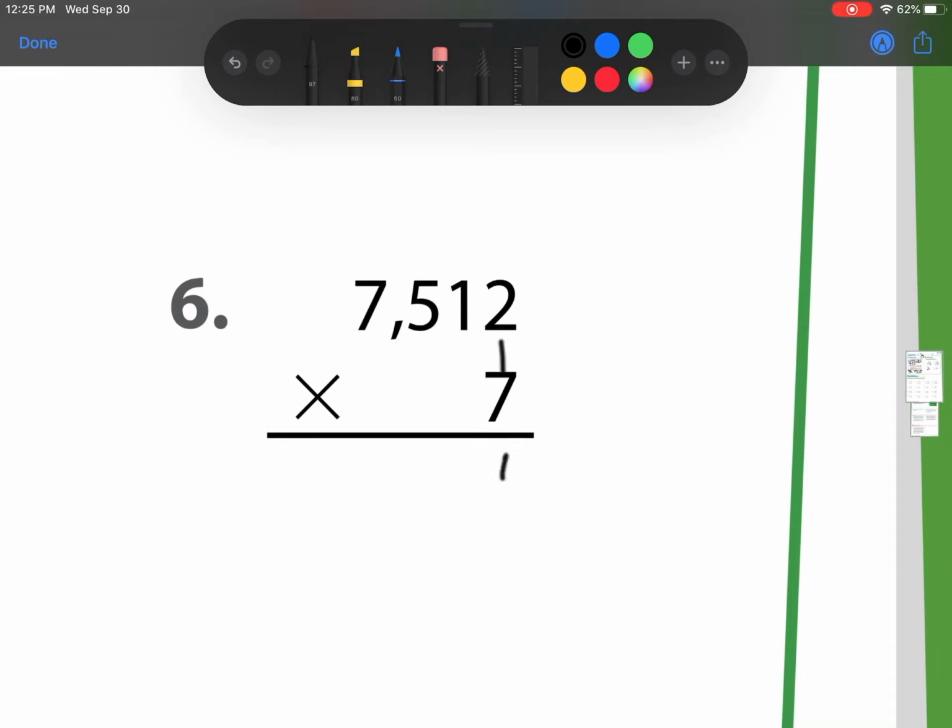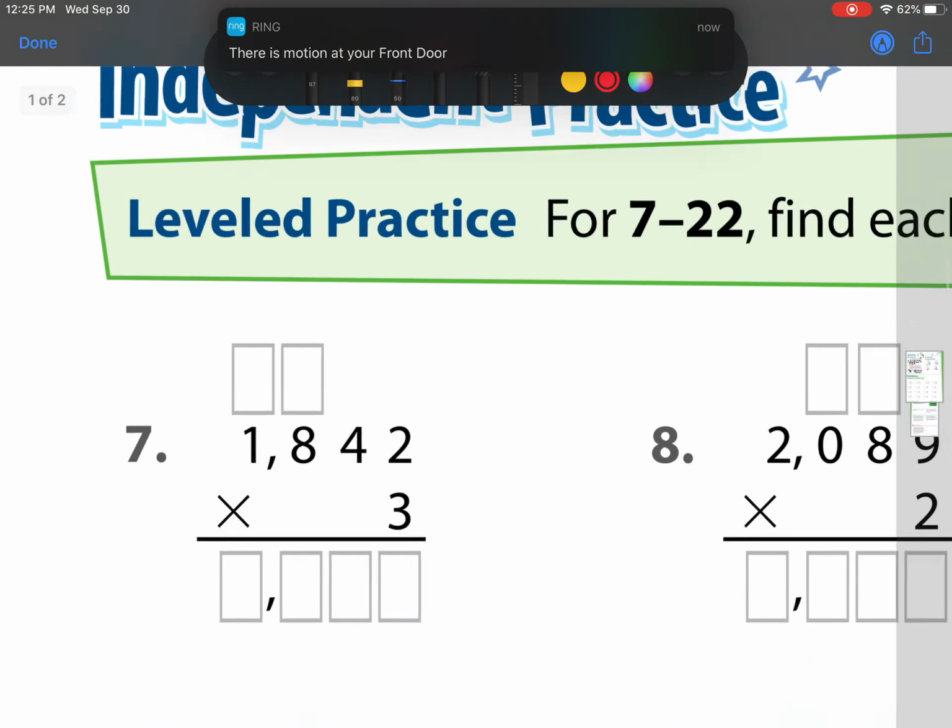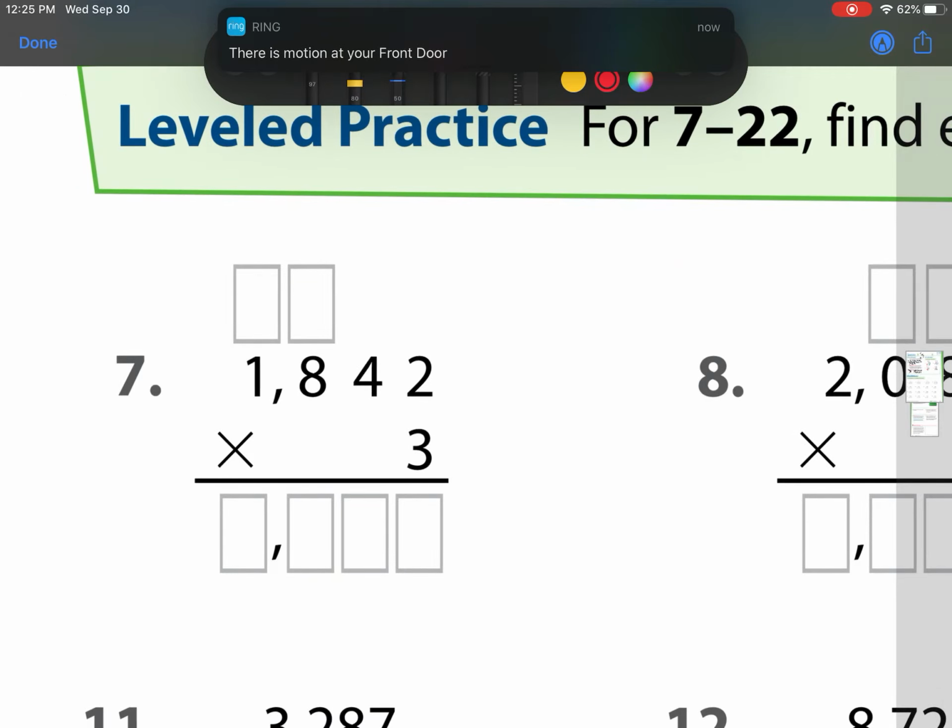Number 6, same thing. 7 times 2 is 14. Regroup that 1. 7 times 1 is 7, plus 1 is 8. Nothing to regroup, so we go to 7 times 5 is 35. Regroup that 3. And lastly, 7 times 7 is 49, plus 3 is 52. 52,584.